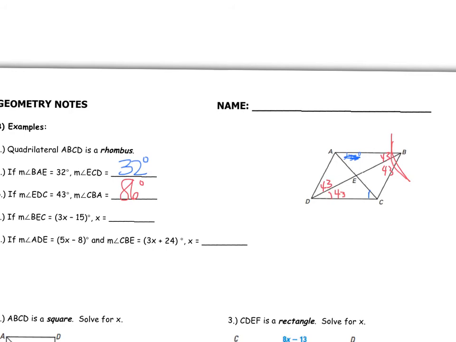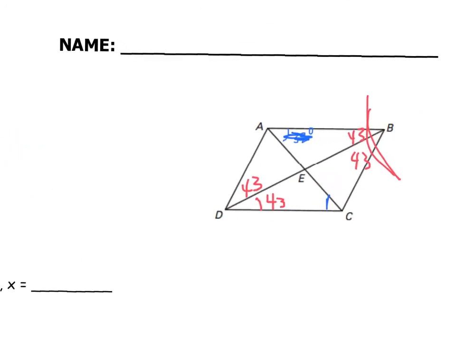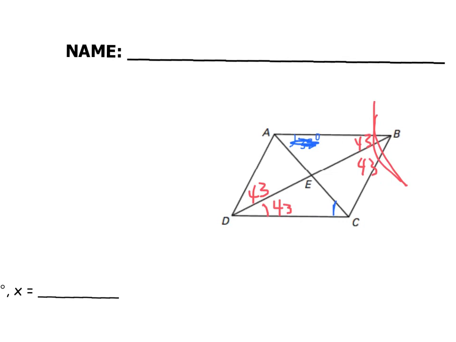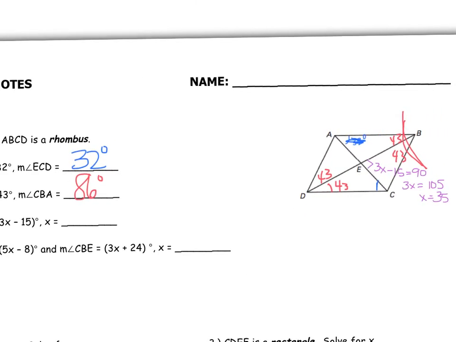Let's look at the next one. The measure of angle BEC. If you look at BEC, that's actually this angle formed by the diagonals. Remember, those are perpendicular. So 3x minus 15 has to be equal to 90. Once you solve, 3x equals 105, and then x will equal 35. The diagonals are perpendicular, so that 3x minus 15 has to be equal to 90.